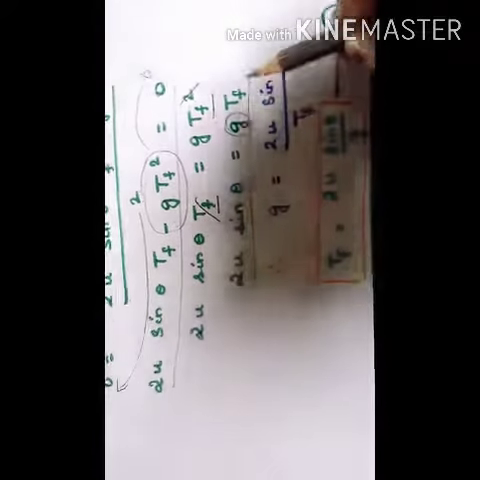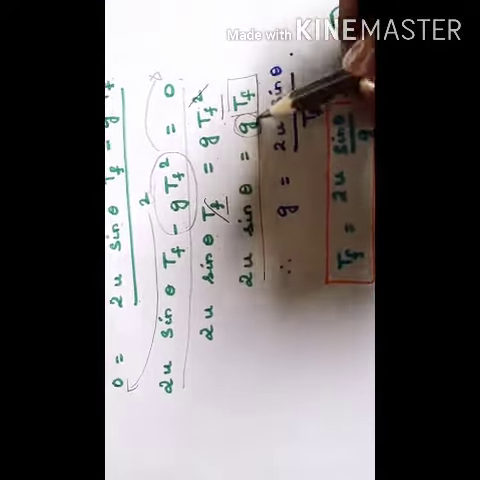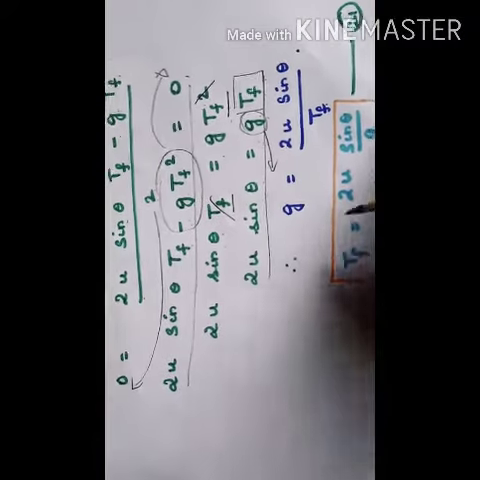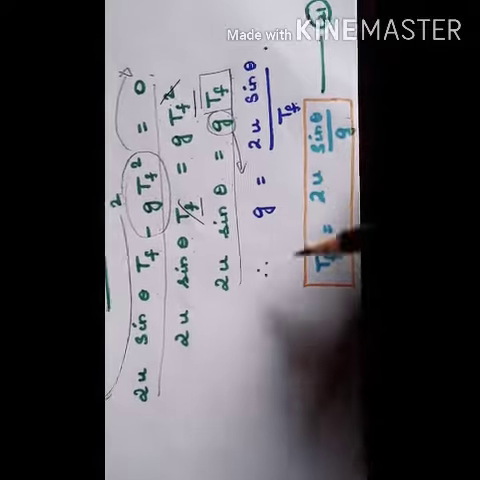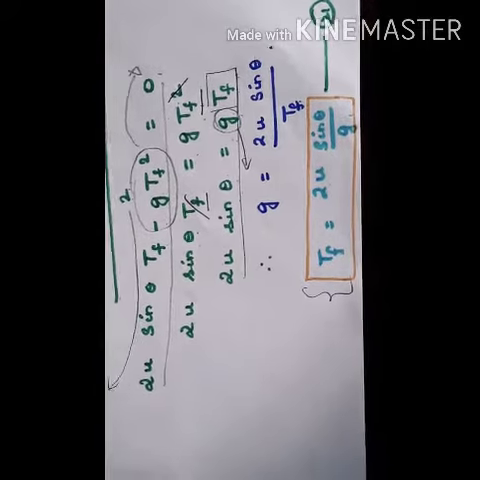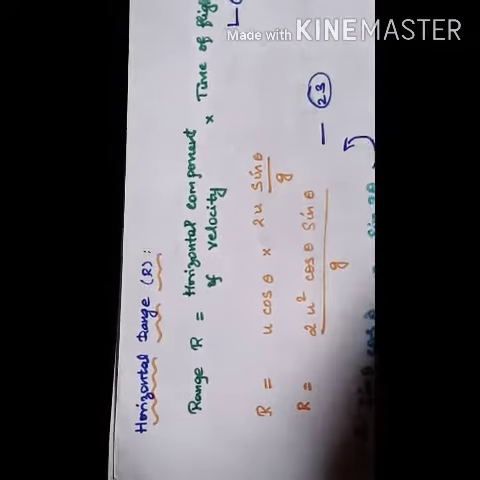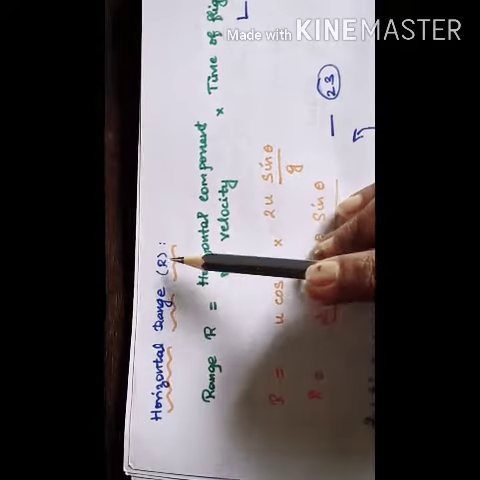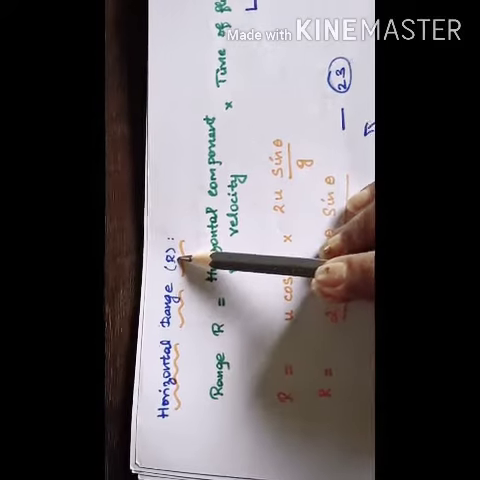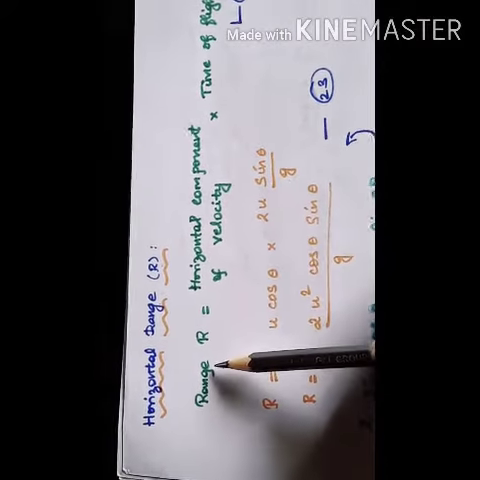Even here we can see, if we want only the value of tf, this g will come in the denominator. So tf is equal to 2u sin theta by g. So this is the time of flight equation. Next, what is our third system is horizontal range. So this horizontal range is represented by the variable r.